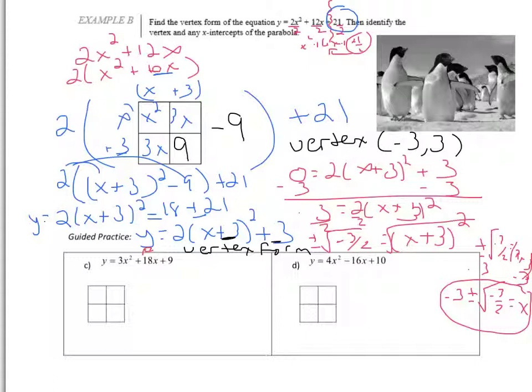Go ahead and pause the video and try letter C. Go ahead and just get the vertex form.